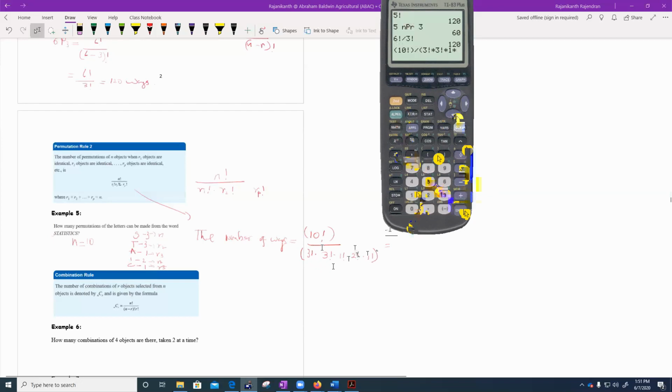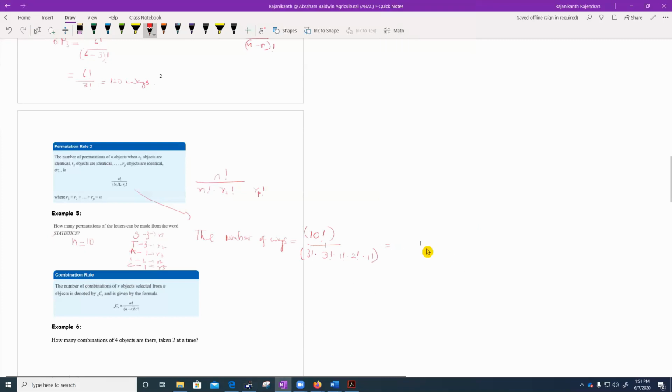So 2 factorial is 1 times 2. That is again 2, and 2, and again 1 factorial is 1. So simply close that. So that is 50,400. Oh, that is a big number, right? That means you could find 50,400 different words if you use all the letters and put them into different order. Okay, so that is there.